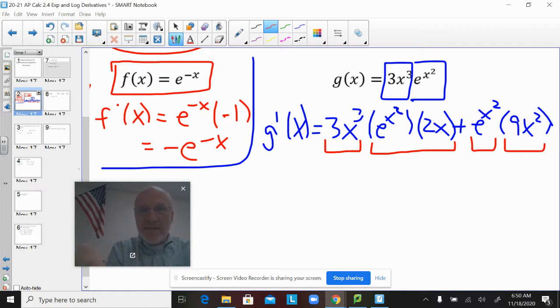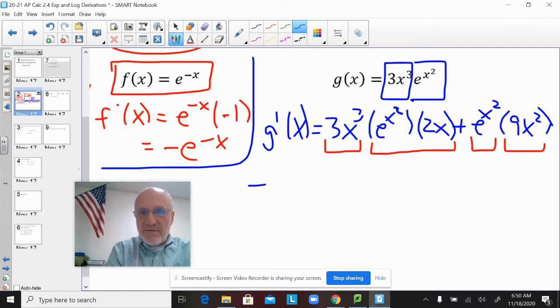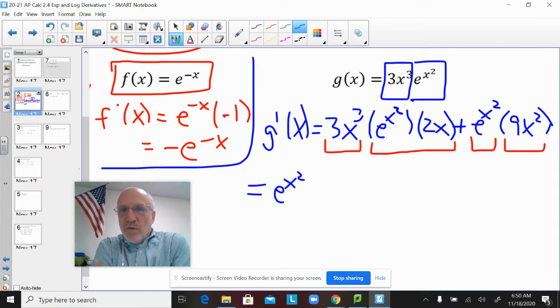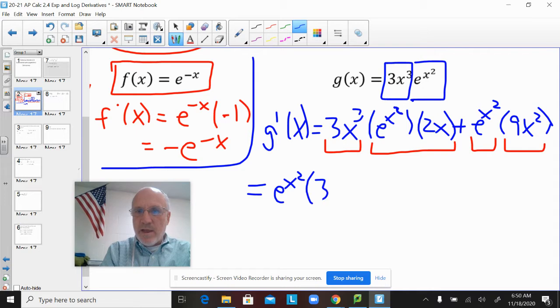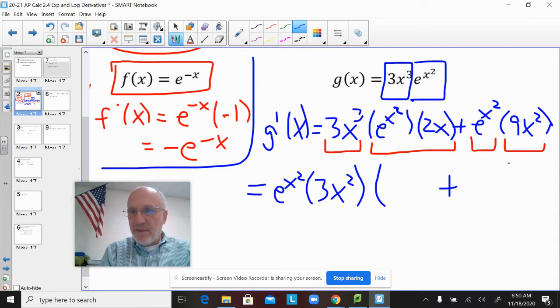And as far as cleaning these up is concerned, let's look for a GCF. Again, the plus sign in the middle separates the two terms, and it appears that both terms have an e to the x squared. So that's certainly part of my GCF. What else do both terms have? They both have a 3 and an x squared, I think. So I think all of that is my GCF.